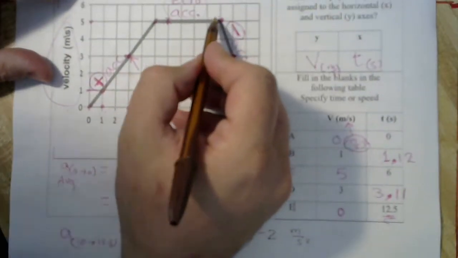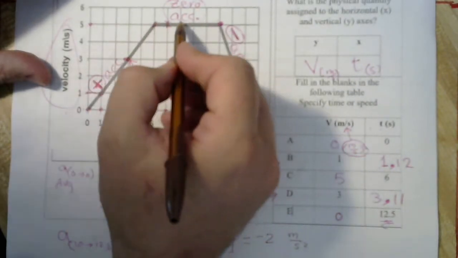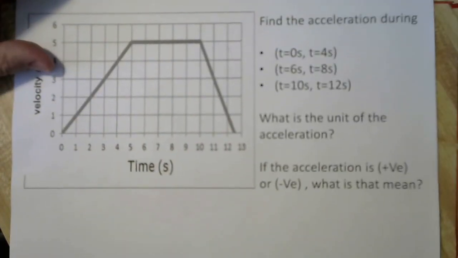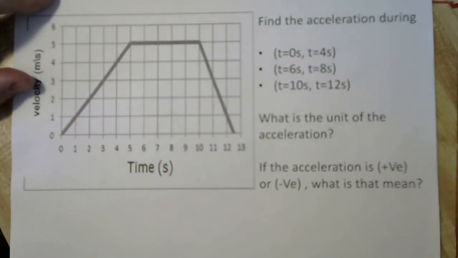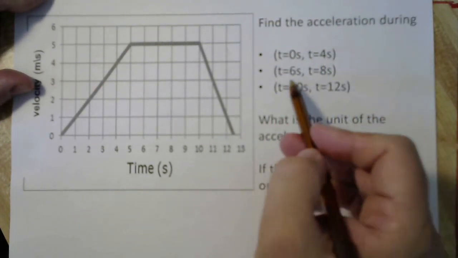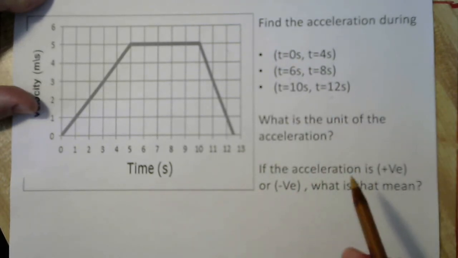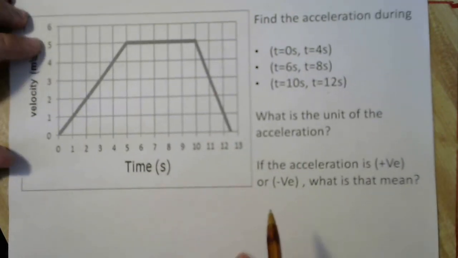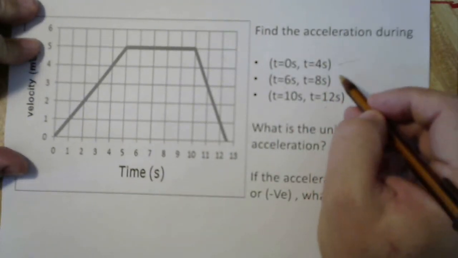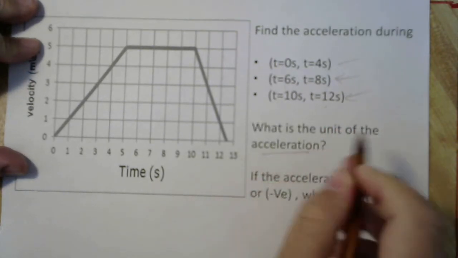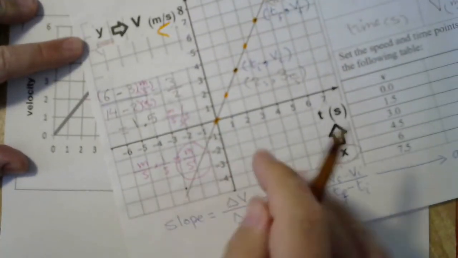The acceleration here, we can compute the slope. We can find it is 0. So the acceleration is 0. Okay. Now we need to use the same graph to find the average acceleration between different points, and the instantaneous acceleration. We will find it in another graph. So find the acceleration during these points. You can do that. What is the unit of the acceleration? We found it. It is meter per square second.